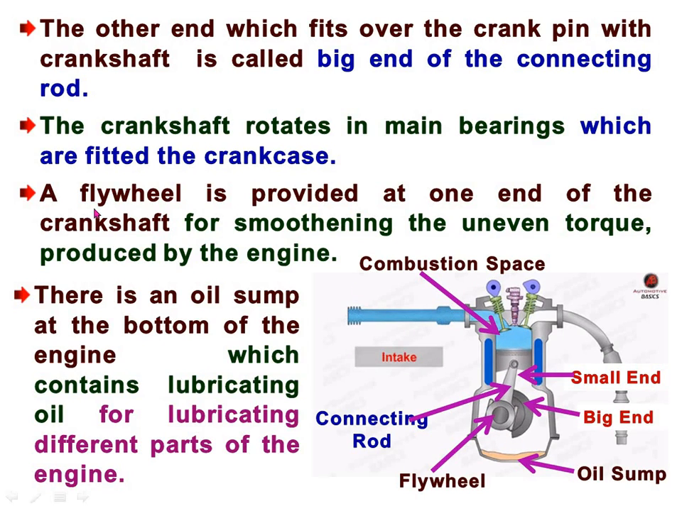So here the flywheel is provided at the end of the crankshaft for smoothing out the uneven torque. See, this is the uneven torque which is producing a twisting force in the crankshaft. So it is called the torque.